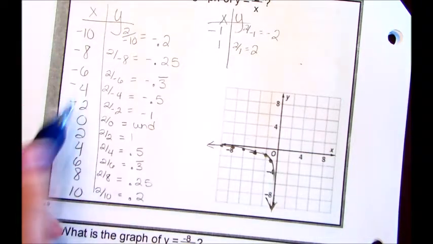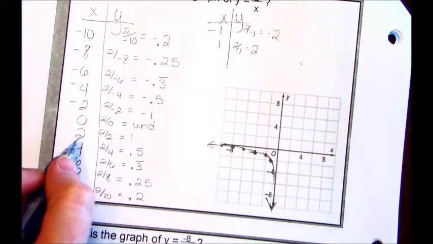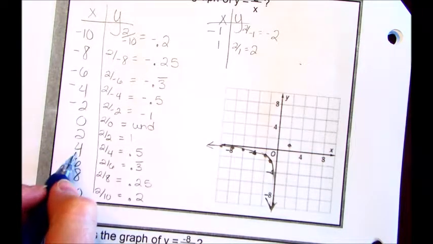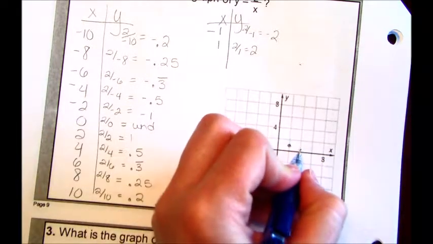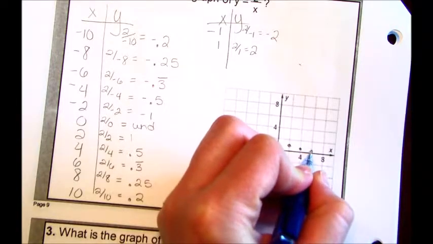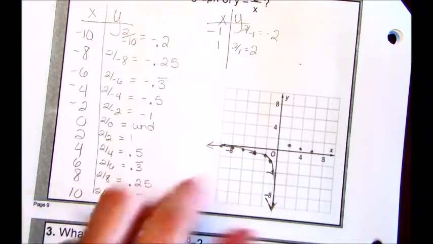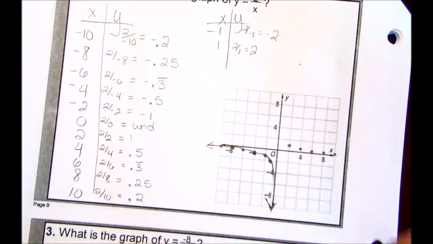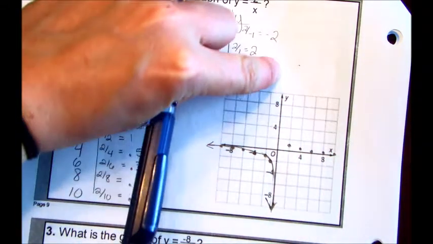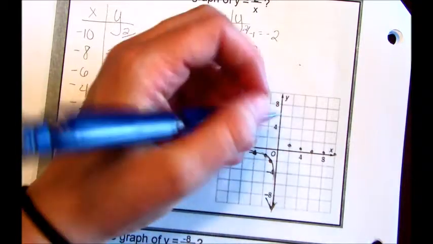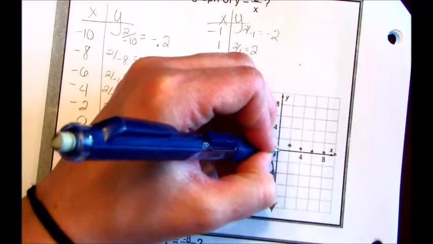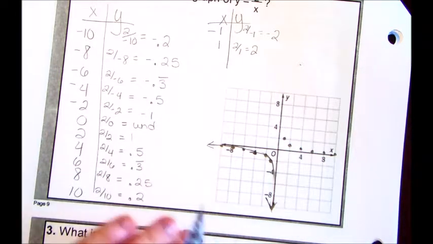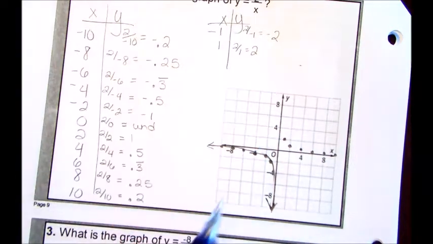Okay? Let's plot these. So go over 2 and up 1. Go over 4 and up 0.5. Look how tiny these are again. And then when you plug in 8 and 10, you get even smaller values. So again, we have this nice weird curve going on. And remember when we plugged in 1, we got 2. So that's going to be here. So again, you can see this kind of turn that's happening.